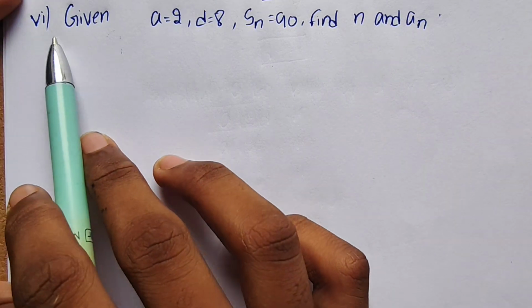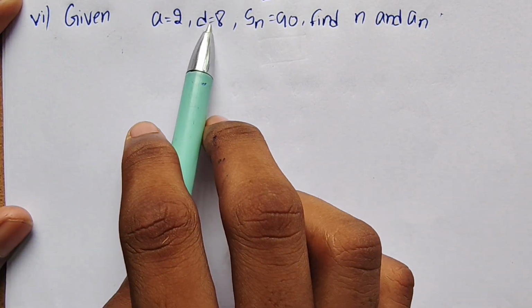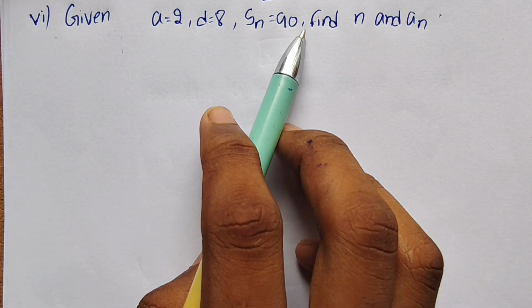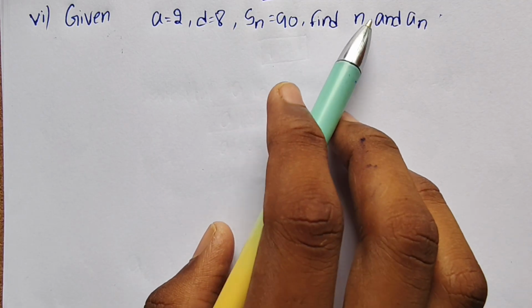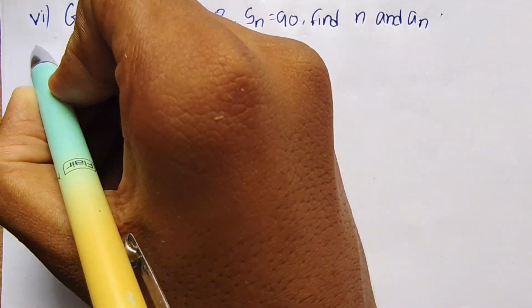So here the given sixth question is: given a equals 2, d equals 8, S_n means the sum of n terms is equal to 90, and we are asked to find the value of n and a_n, the nth term. So let us solve it.